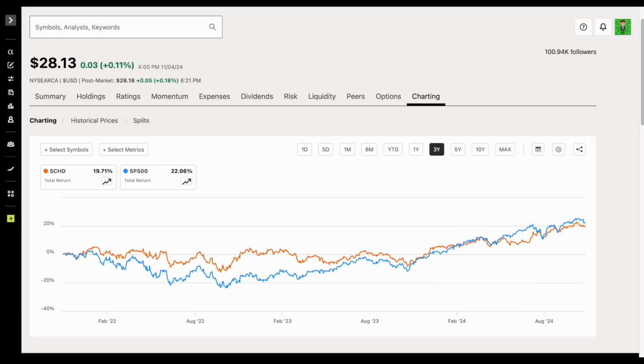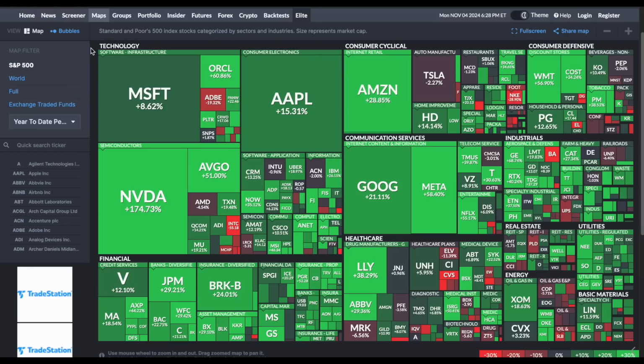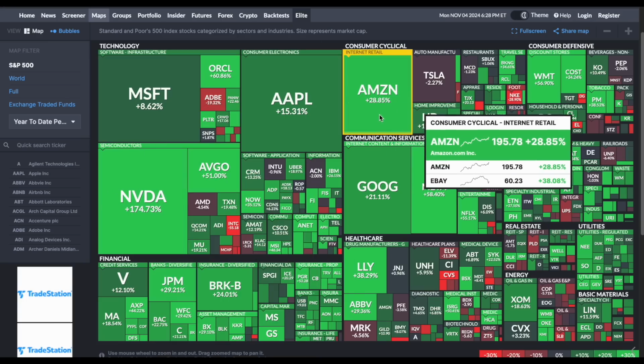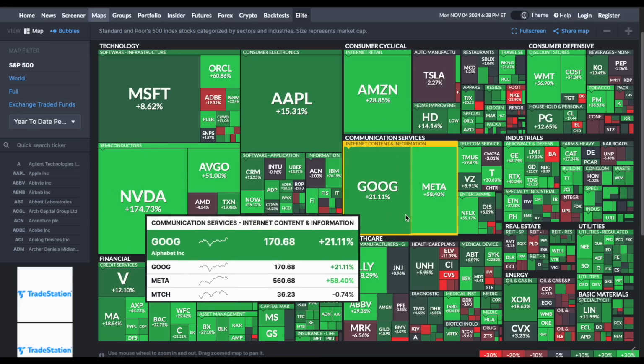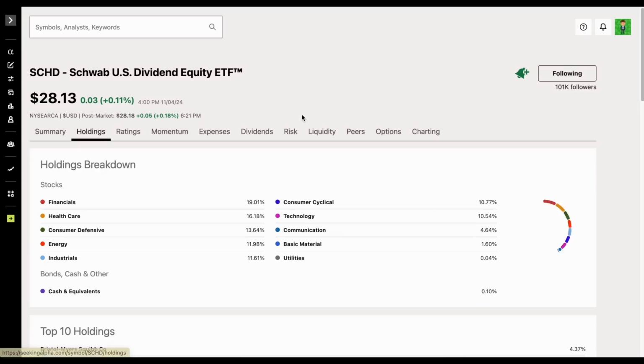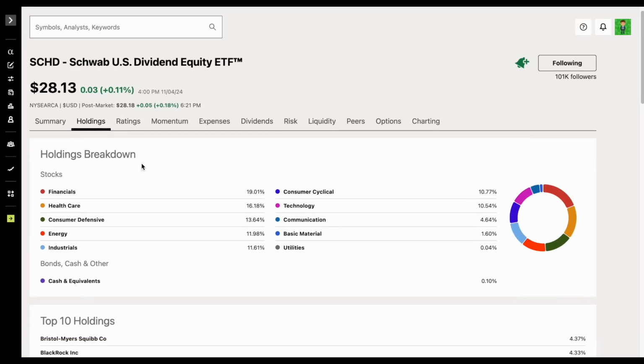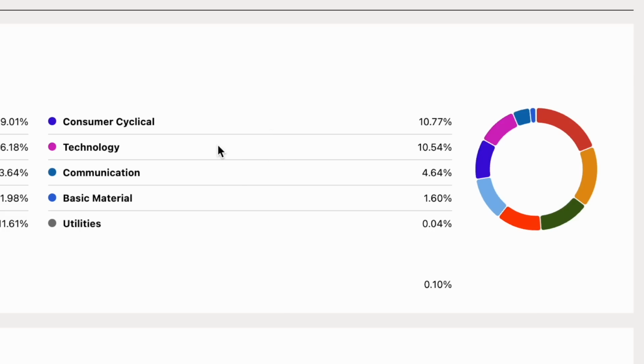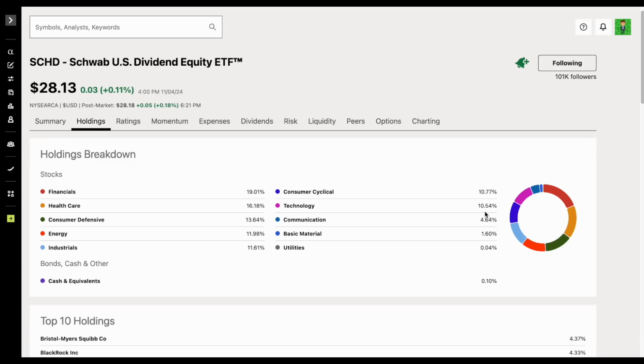Now, why is this? Well, if we look at a heat map of the S&P 500 year to date, we can see tech stocks have done very, very well, especially Nvidia, up 174%. We can see Amazon stock up 28%. Google up around 21%. And if we look at the holdings for SCHD and look at the sector breakdown, we can see they have only 10.54% technology, quite a bit underweighted compared to the S&P 500. So obviously with the huge tech boom in the past year, SCHD is going to underperform.